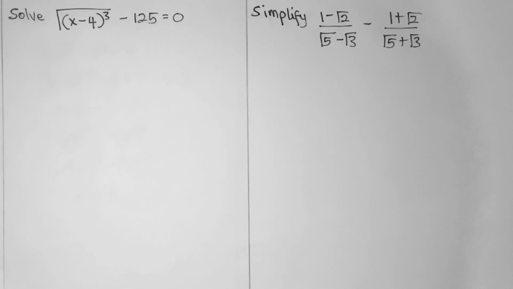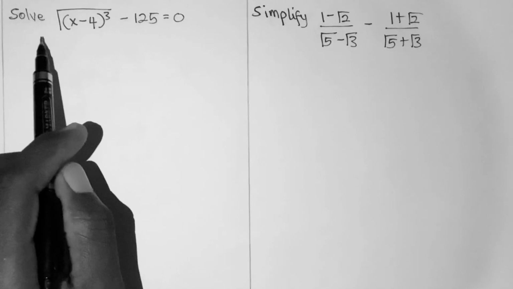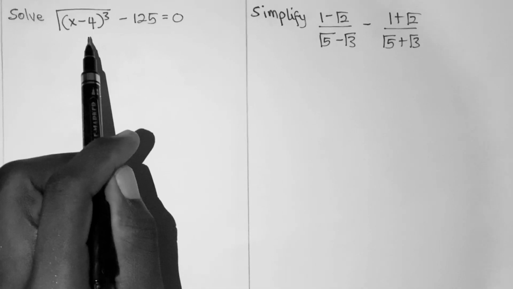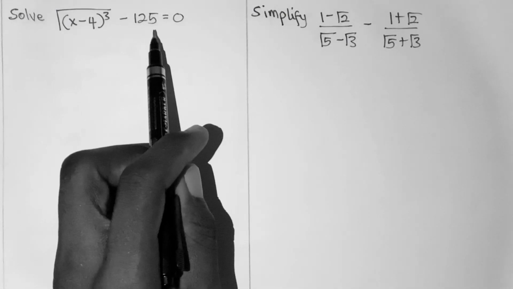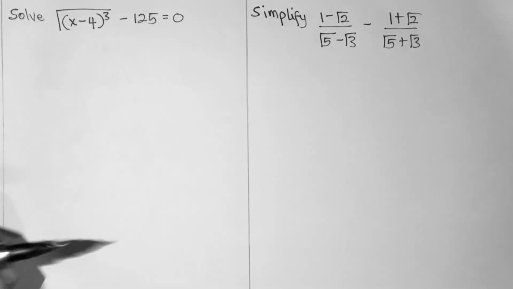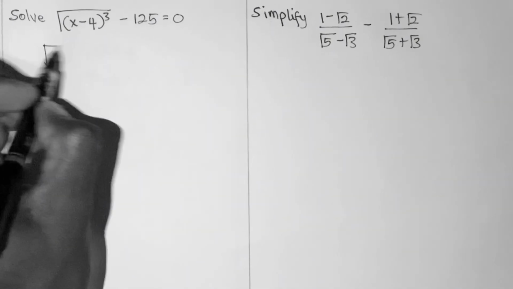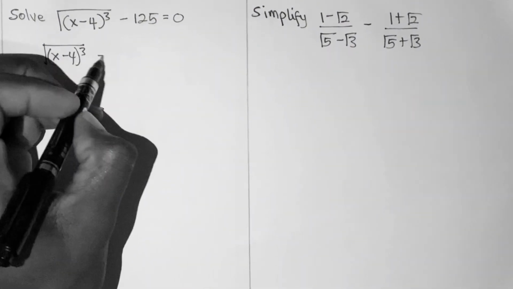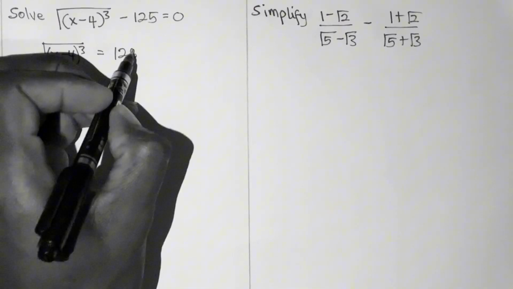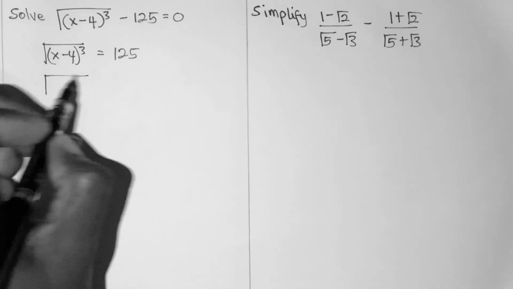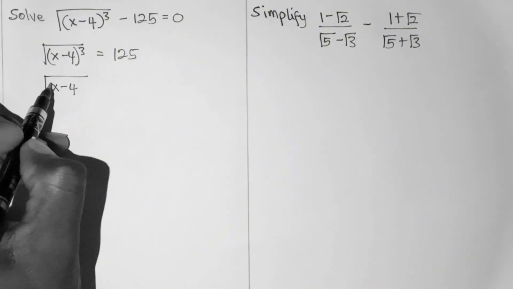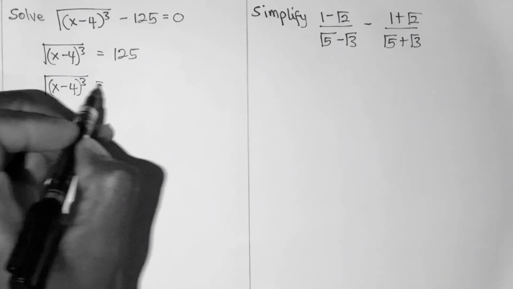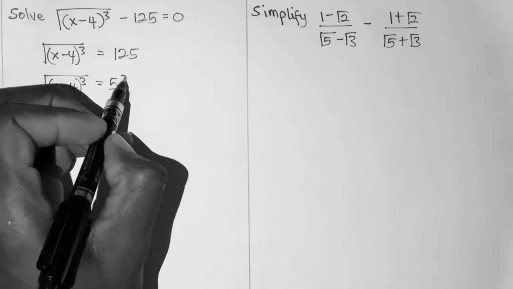In this video, we are going to solve problems in sets. So let's start with this problem. Solve the square root of (x minus 4) all cubed, minus 125 equals 0. We can rewrite this equation as the square root of (x minus 4) all cubed equals 125, which is the same as 5 cubed.